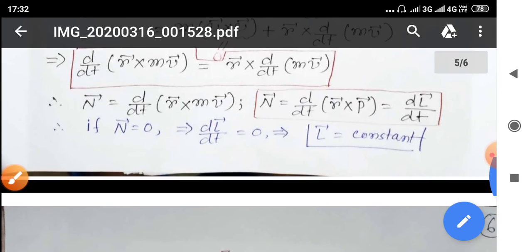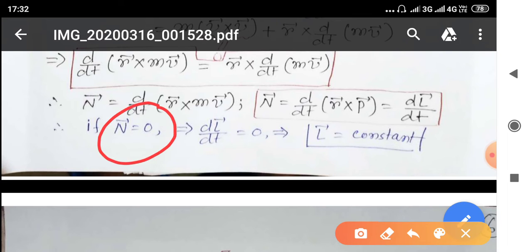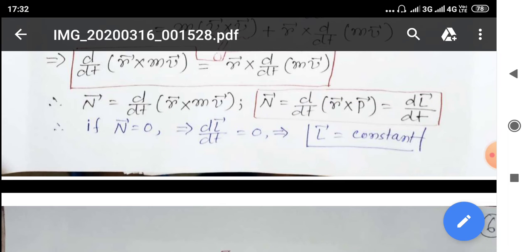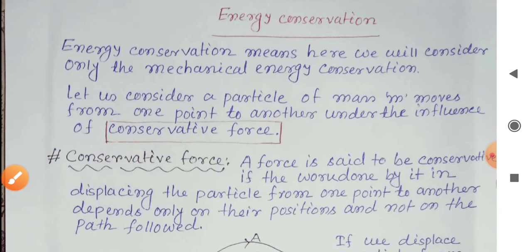Now, similar to the conservation of linear momentum, if the net external torque becomes 0, then this equation gives that dL/dt must be 0 and L is a conserved quantity. Next we move to another conservation law, and a very important one is the energy conservation law.